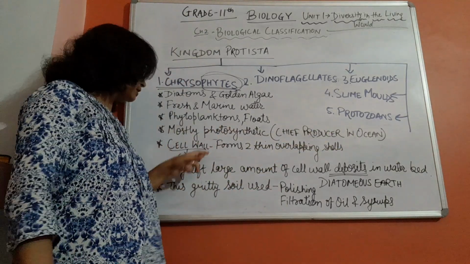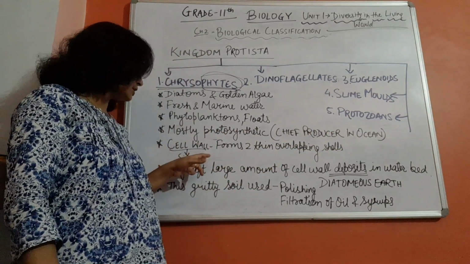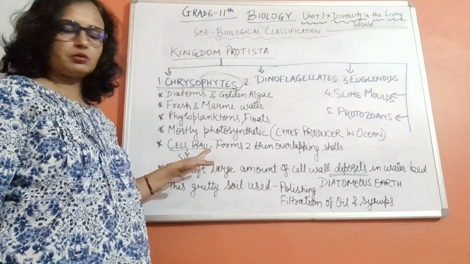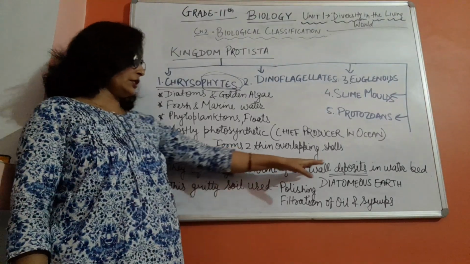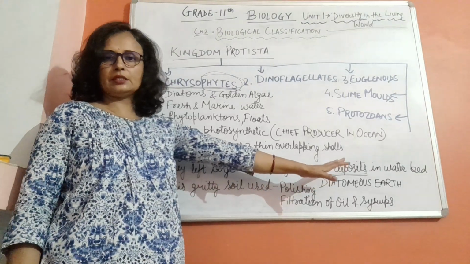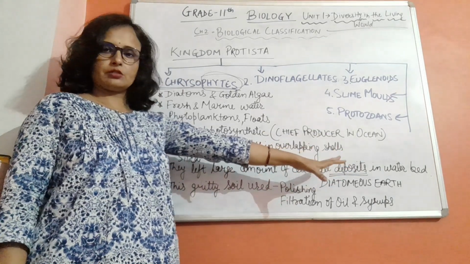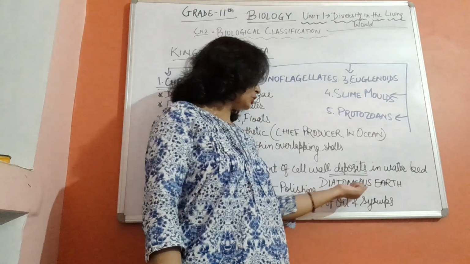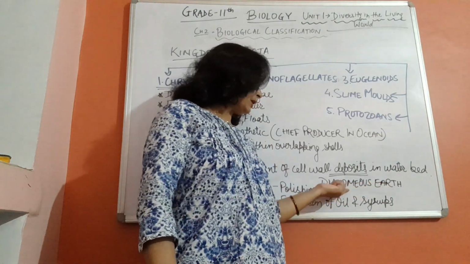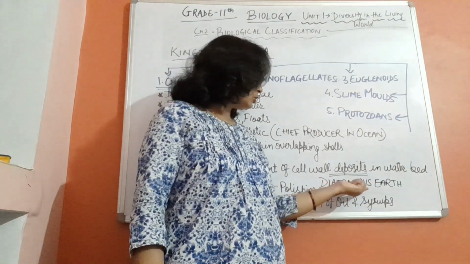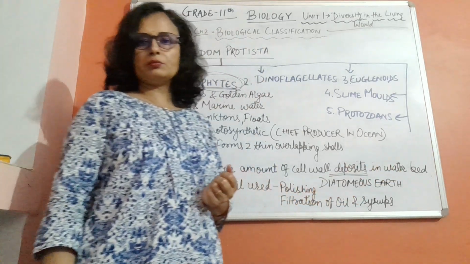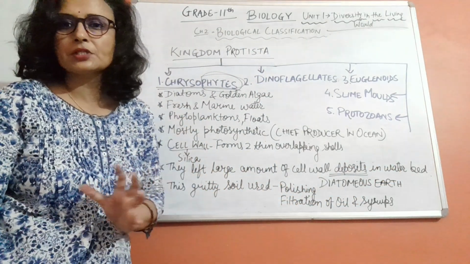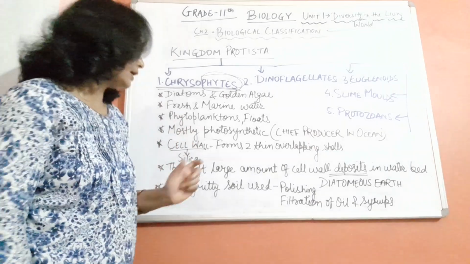And what is found in the cell wall? Silica-like, granular kind of things are found in the cell wall. So all those things finally go to their habitat, on the bed of water bodies. Such a part of earth is called diatomaceous earth, because remains of diatoms are found on that part of earth.